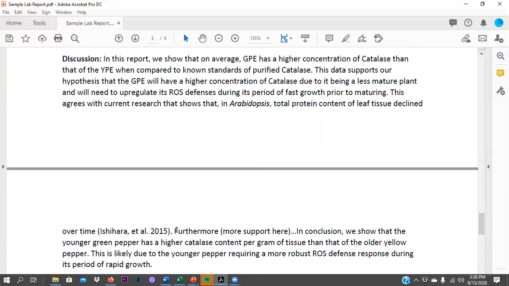You should provide a good amount of support with citations in your discussion. I've also included my conclusion here, which is a quick 1 to 2 sentence summary. In conclusion, we show that younger green pepper has a higher catalase content per gram of tissue than that of older yellow pepper. And we give our reasoning here.